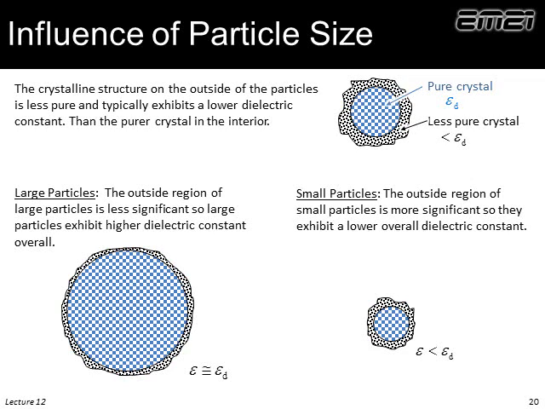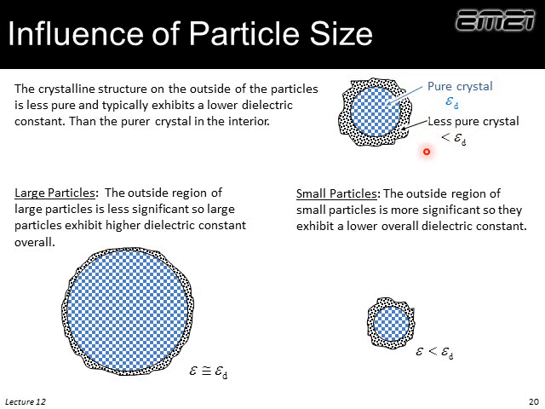Particle size. If we could zoom in on a particle, what happens very often is that at the inside of the particle we get a nice pure crystal. However, on the outside it's imperfect and we get a much less pure crystal. Well, if the pure crystal had some high dielectric constant, something with defects and is less pure will very likely have a much lower dielectric constant.